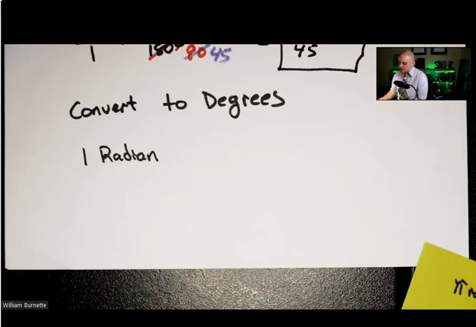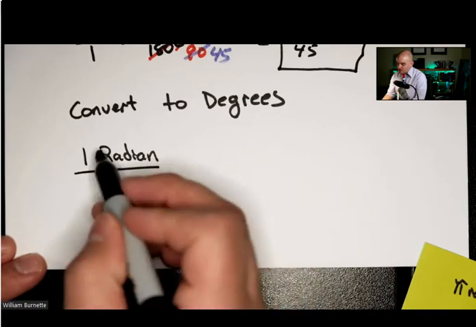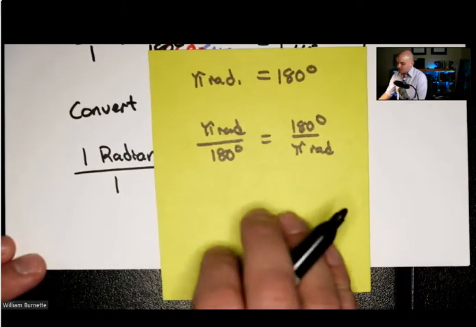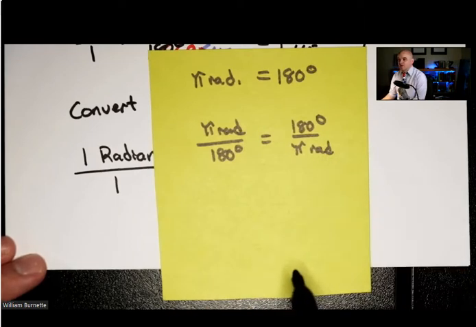So I'm going to go back and say, let's make it a fraction since it's not already. I get 1 radian over 1, and I want to cancel out that radian. Now, they're abbreviated here as rad, because that's what they are. They're rad, right?